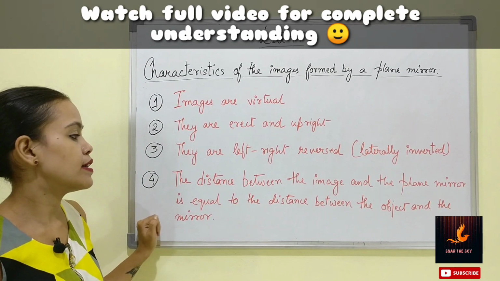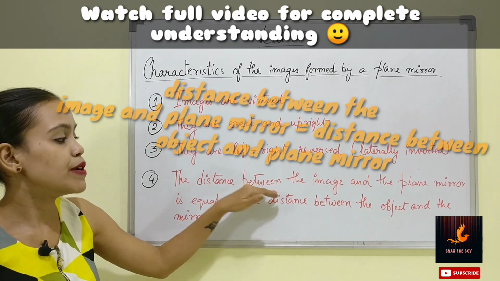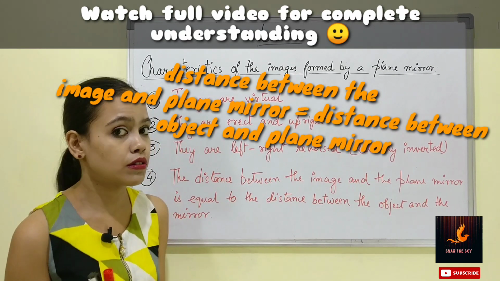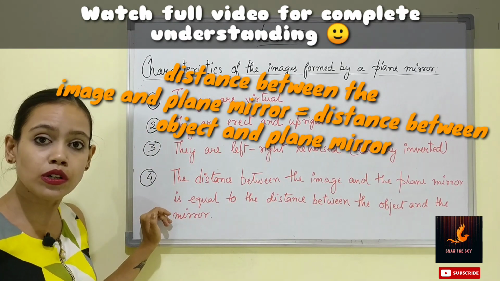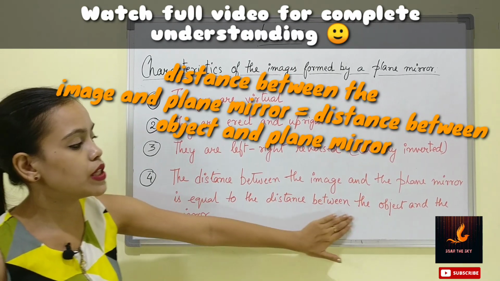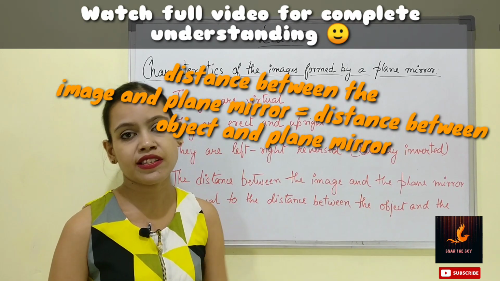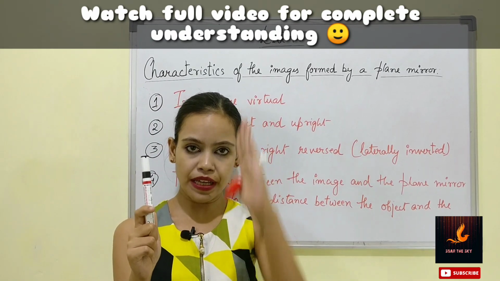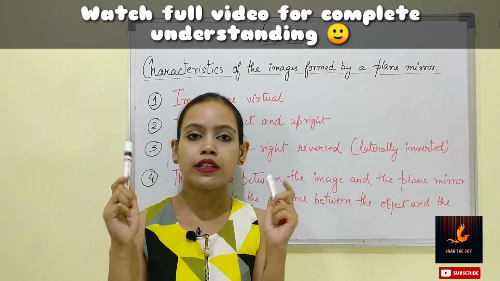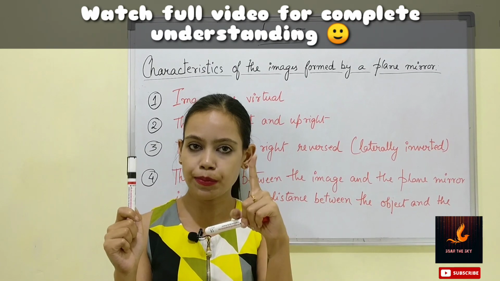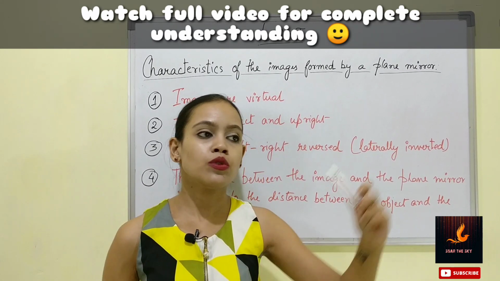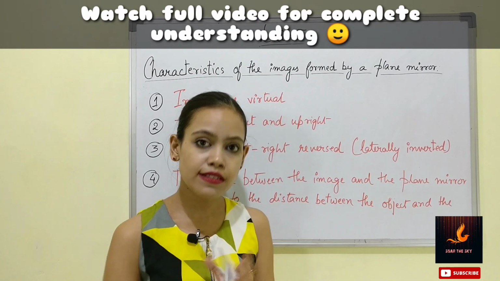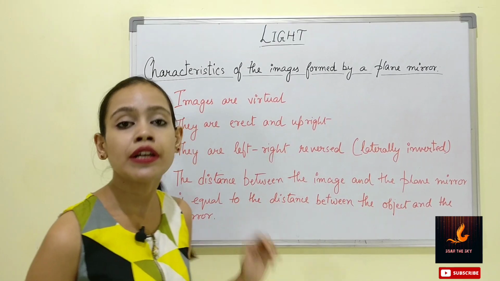The fourth point is the distance between the image and the plane mirror. This is a very important thing. It is always equal to the distance between the object and the plane mirror. For example, this is the object and here we have a plane mirror. The distance between the object and the plane mirror will be equal to the distance between the image forming here and the plane mirror. So the distance between both of them is equal.